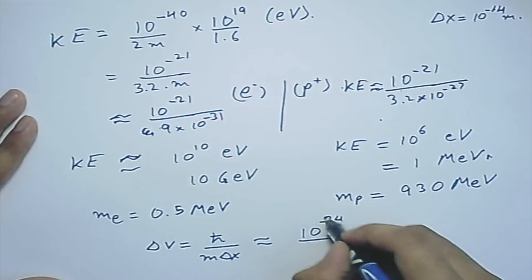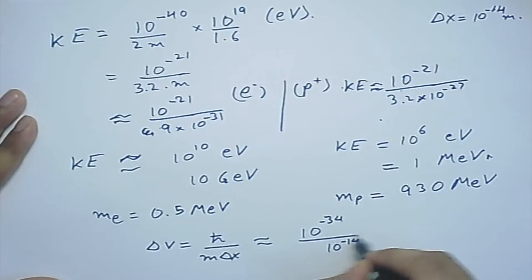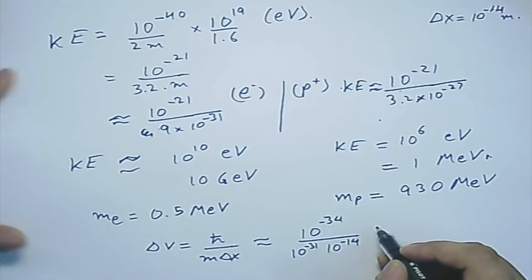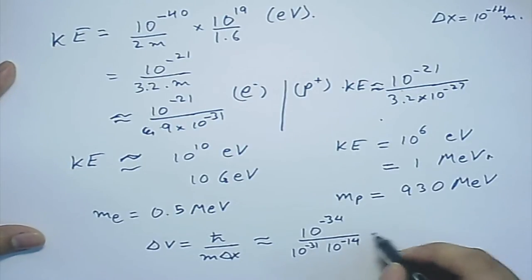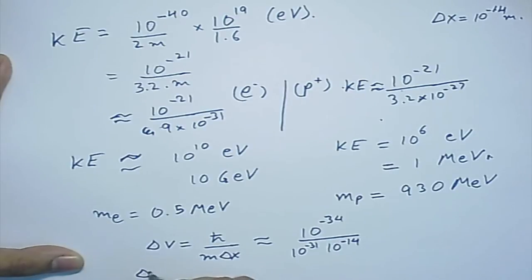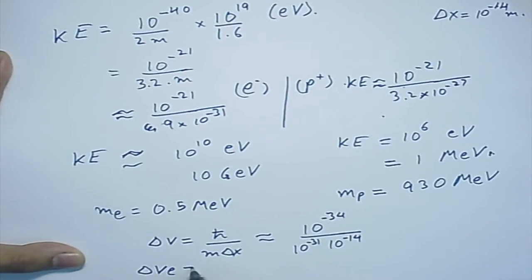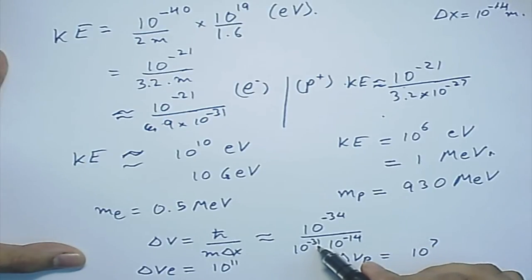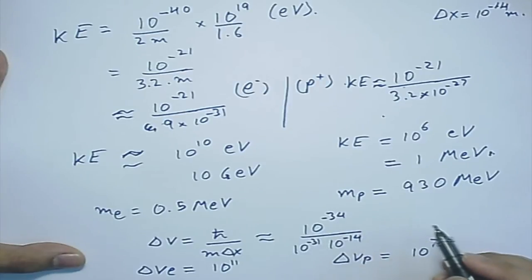So we can simply write this as 10⁻¹⁴. And the mass would be 10⁻¹⁴. For an electron, it would be 31. And for a proton, it would be −27. So if we reduce this, for an electron, we get delta v for an electron would be about 10⁻¹. And the same thing for a proton would be around 10⁻¹, since this turns to 10⁻²⁷. The entire relation reduces to 10⁻¹.